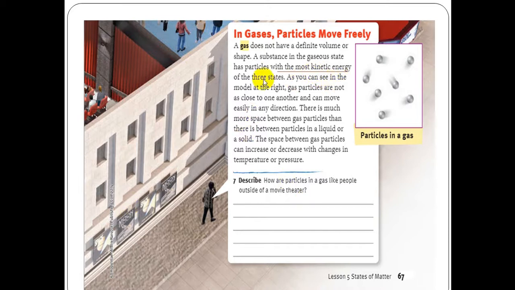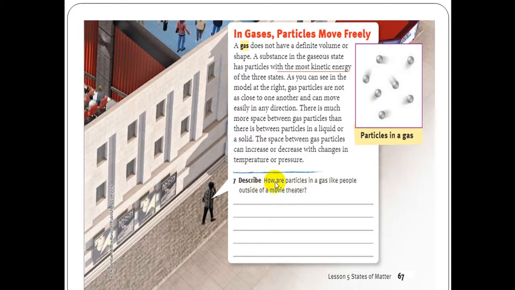As you can see in the model at the right, gas particles are not as close to one another and can move easily in any direction. There is much more space between gas particles than between liquid or even solid particles. The space between gas particles can increase or decrease with a change in temperature or pressure. If you cool it, it will change to liquid because you're removing energy. So the state of matter is decided by pressure, and if you press on these particles, you will change them to liquid. So by pressure and temperature, states change from one to another.